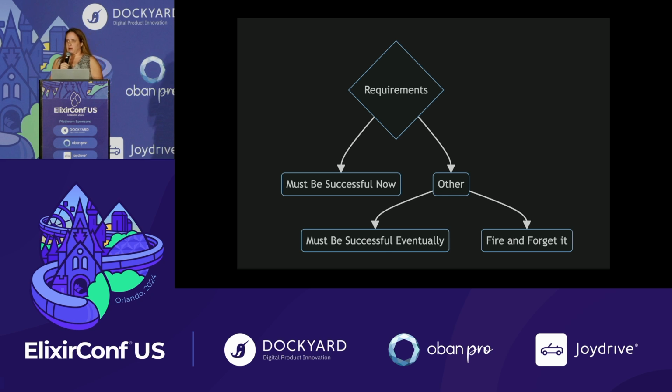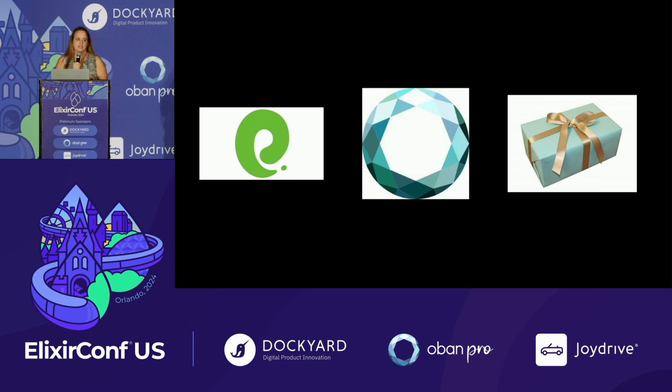Must be successful now would fail the entire request, and must be successful eventually will have to eventually be successful, but it shouldn't fail the request if it fails at first. So that kind of falls in a weird bucket for many people. They don't know how to deal with these three very different types of things that need to happen when you're completing a requirement. I suggest that we use Ecto Multis, Oban, and transaction callbacks to accomplish the three different types of things that have to happen when you're fulfilling a request.